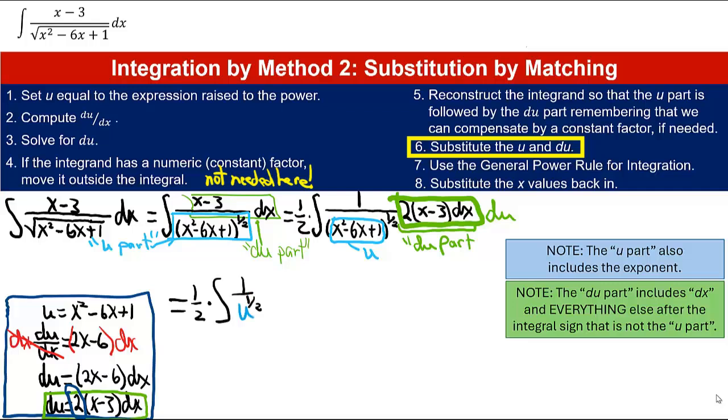But back to the substitution on the integration. The x squared minus 6x plus 1 becomes the u, and it's raised to the 1/2 power, and it's 1 over u to the 1/2 power. But everything else following gets absorbed into the du.